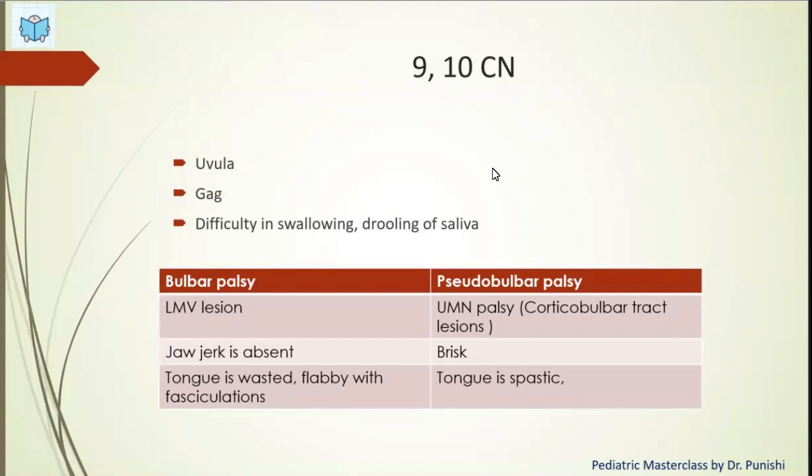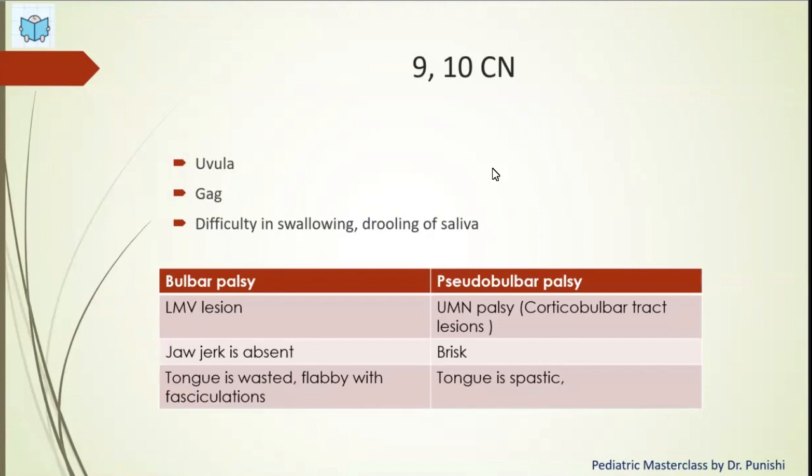Now, let's say the patient has drooling of saliva, difficulty swallowing, coughs while feeding, has poor gag reflex. So, what are the causes of involvement of the lower cranial nerves, or the ninth or tenth cranial nerve particularly? So you can either have bulbar palsy or you can have pseudobulbar palsy. Again, this is another viva question that is commonly asked in both pediatrics and medicine. How do you differentiate the two?